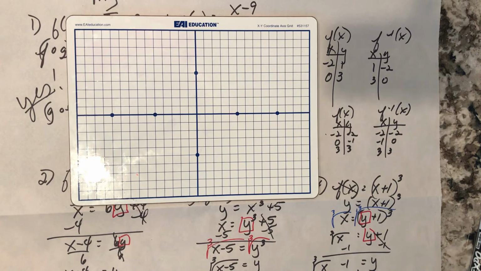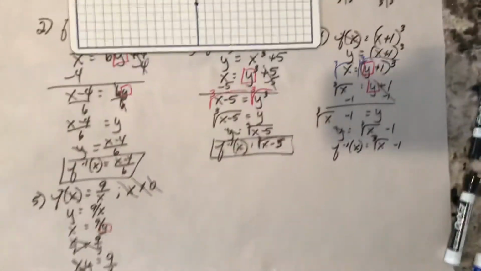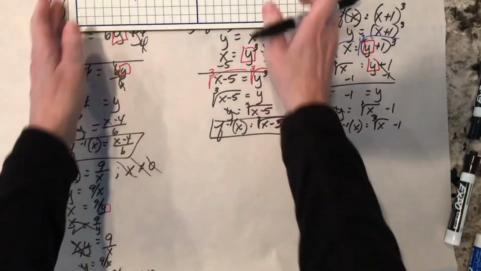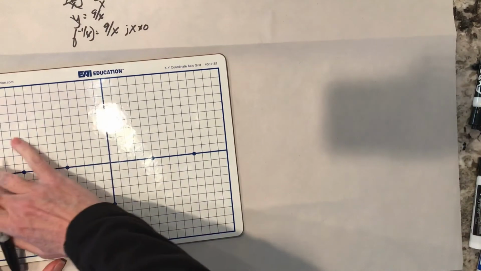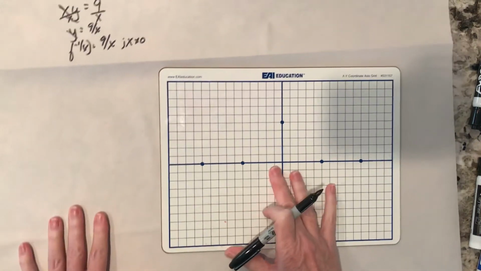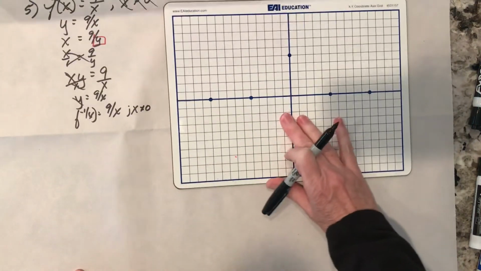11 says f of x equals 2x minus 3. Graph both. Find the inverse. Graph both. Define the domain and range for both. Okay, so let me come back down here and scoot us up. We'll finish up down here. I'd prefer that on the other side so you don't have to look at that glare.